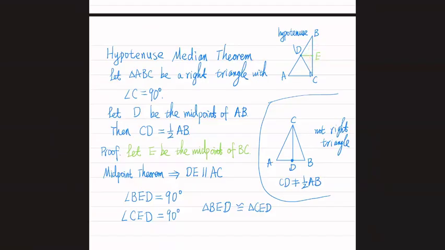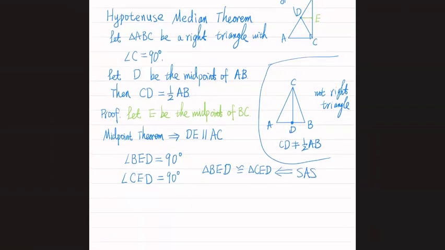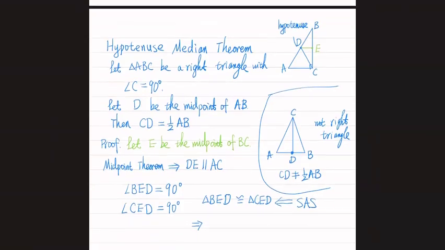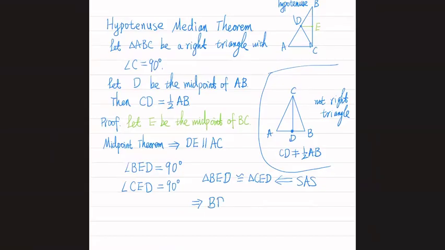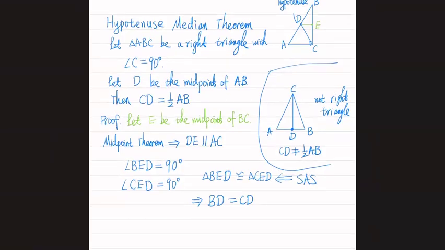Okay, so I will skip the steps, but I just tell you: side, angle, side. All right. These two triangles are congruent. In particular, the corresponding sides have the same length. This implies BD is equal to CD. And BD is half of AB because D is the midpoint. So this completes the proof.